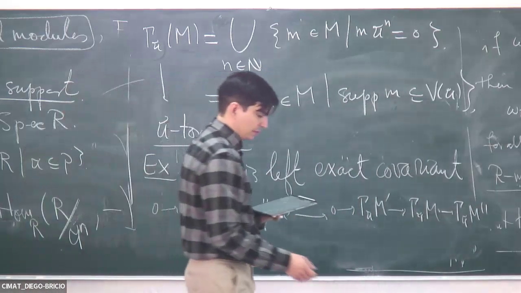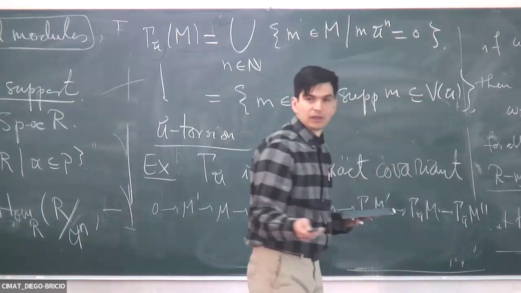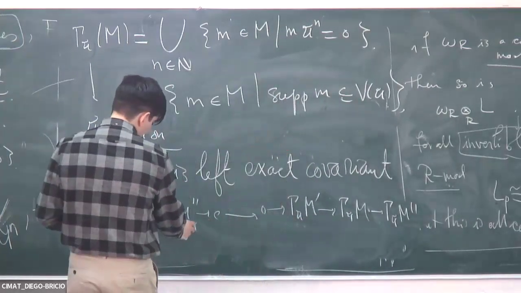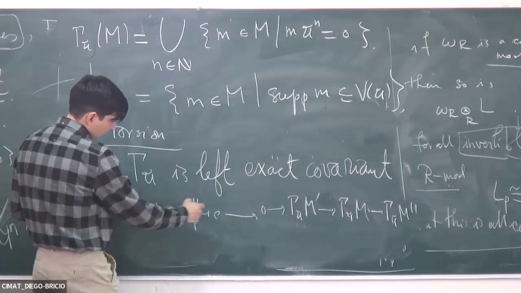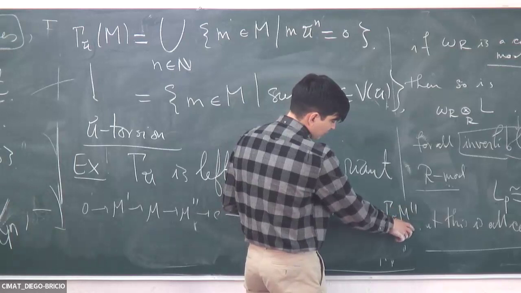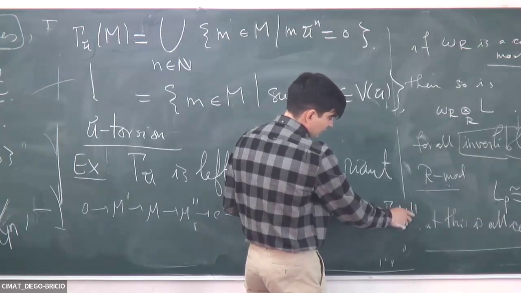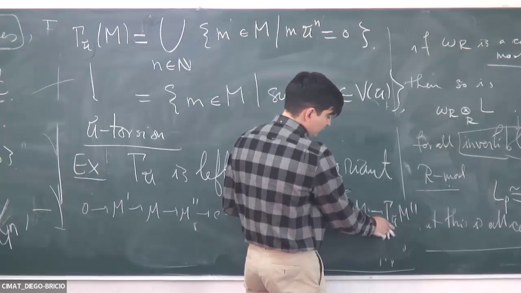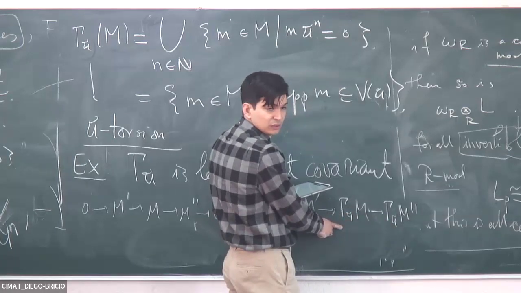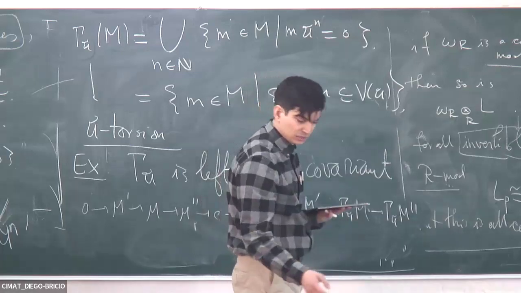Okay. And that's the whole point. So if you have a quotient here, it's not possible to lift a section, right? Like what does it mean? Like if you have a section of M double prime with a coordinate, there is no reason for you to be able to lift it to a section here with a coordinate. But I'm going to let you do that as an exercise.